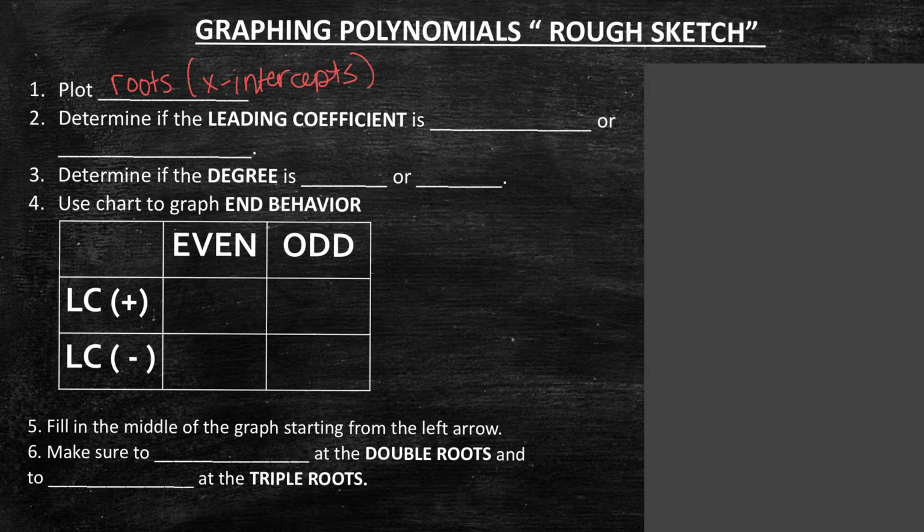Determine if the leading coefficient is positive or negative, because depending on what it is, that's going to tell you what's going to happen on the right side of your graph. Then determine if the degree is even or odd, which will help you determine what happens on the left side of the graph. Go ahead and use this chart to graph your end behavior.